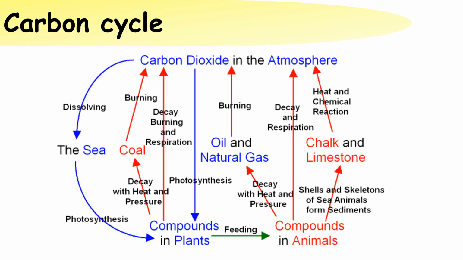The animals can produce shells which are made of limestone and chalk. This traps the carbon dioxide, however, when heated, the carbon dioxide is released back into the atmosphere. Plants and animals can respire, which releases carbon dioxide back into the atmosphere. And plants can turn into coal, which when burnt releases carbon dioxide back into the atmosphere.